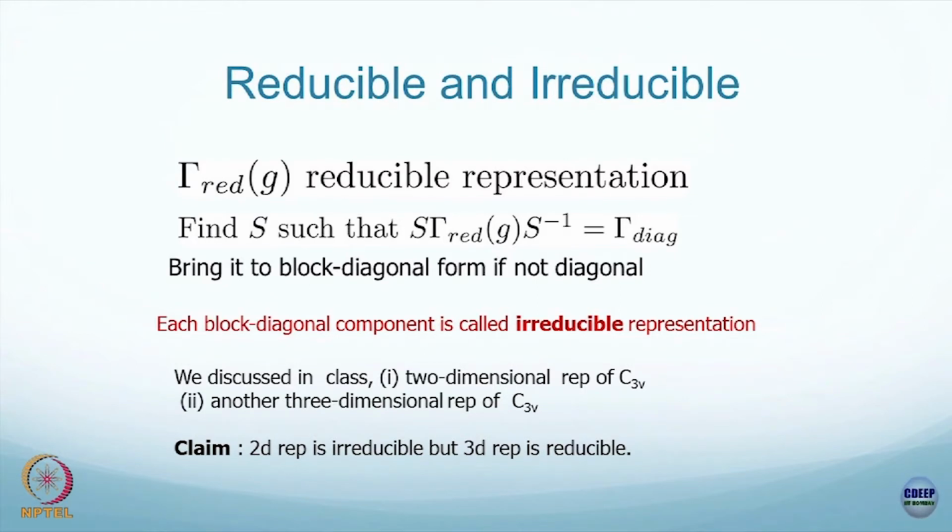So, the 2D representation is irreducible. The 2 cross 2 matrix representation, which I am writing in short form as 2D rep, is irreducible; you cannot further break it. But the 3D representation, the 3 cross 3 matrix representation for the same group, is reducible. You can find an S which brings it to block diagonal form.